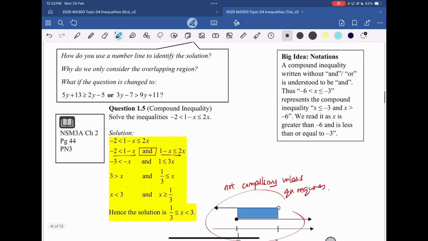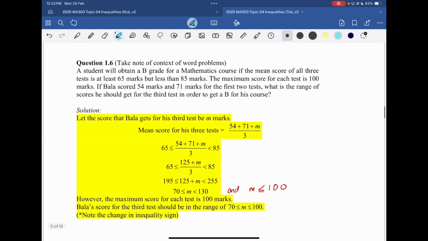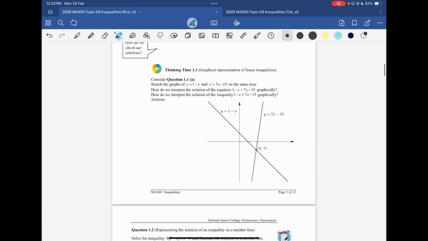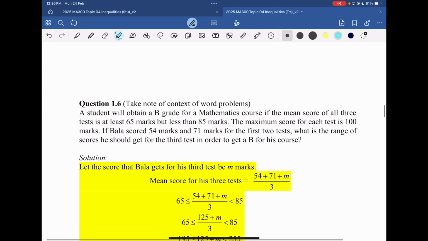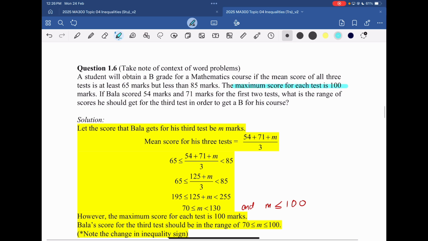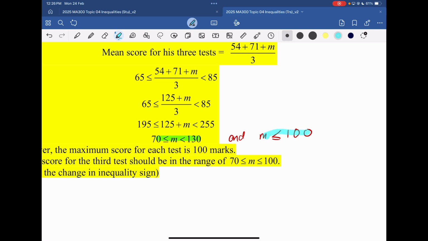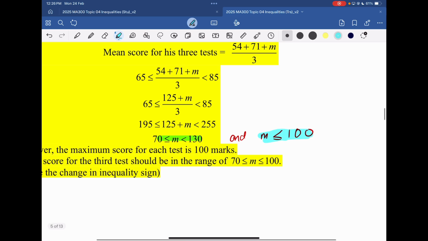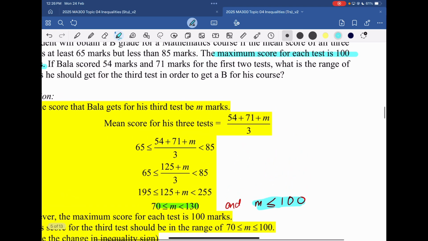Okay, then I go on. Help me see if 1.6 is okay. Don't have, right? Okay, so that's why. See, Archie, the maximum score is 100 marks. So after you got this, you need to consider that M is maximum 100. Therefore, if you take the intersection, it should be less than 100.